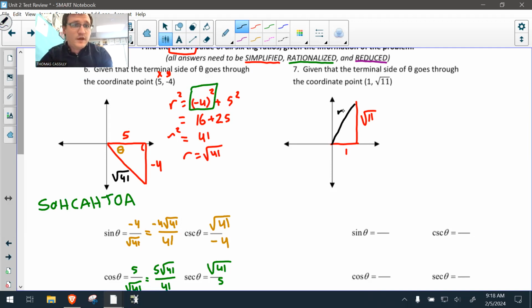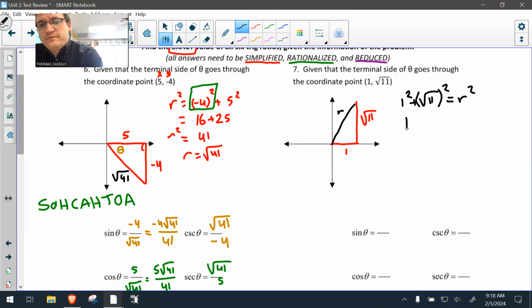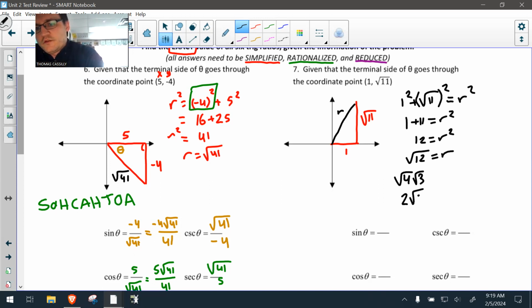All right, so same process as before. We got 1 squared plus the square root of 11 squared equals r squared. So 1 squared is 1. The square root of 11 squared is just 11. All right, a square and square root knock each other out. Equals r squared. 12 equals r squared. Square root both sides. You're going to have the square root of 12 equals r. Now, this is where the reduced part comes in. This is square root of 4 times the square root of 3, which gives us 2 square root of 3. That is our radius in this case.